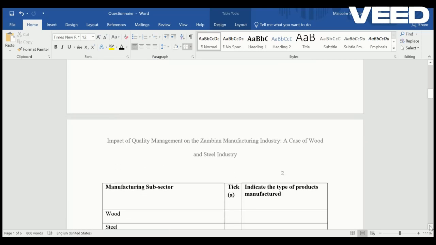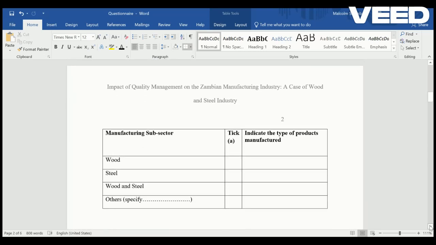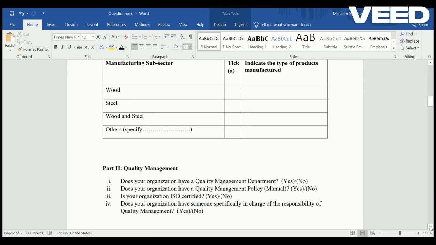So I'll move now to this part, which is also still demographics, but it's now discussing maybe the type. Is the company involved in wood, or is the company involved in steel, or is the company involved in both wood and steel? It's all demographics.